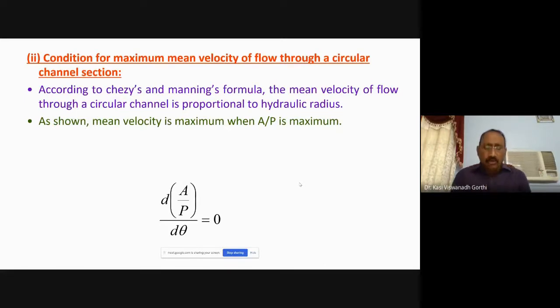So we have seen now the condition for maximum discharge using Chezy's formula, using Manning's formula in a circular channel section. Now we deduce the condition for the maximum value of the average velocity of flow in a circular channel section.